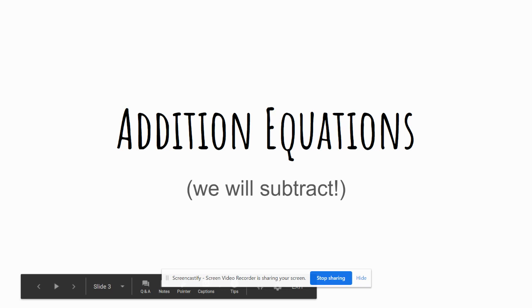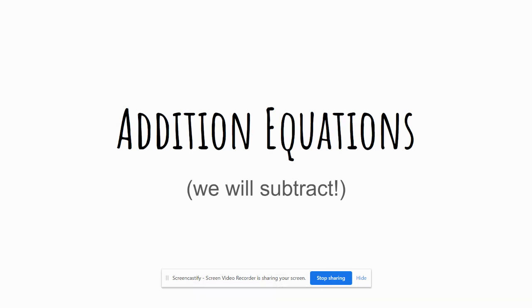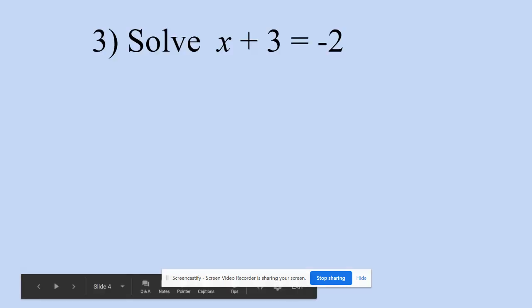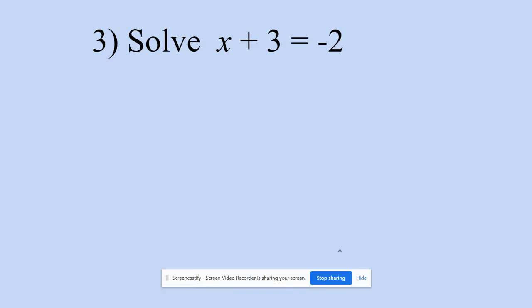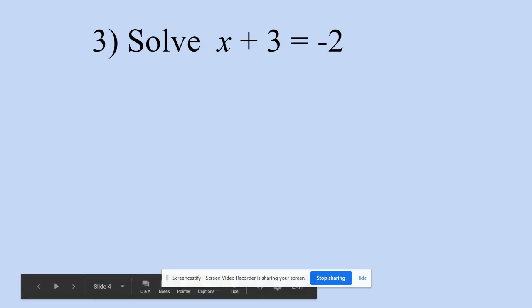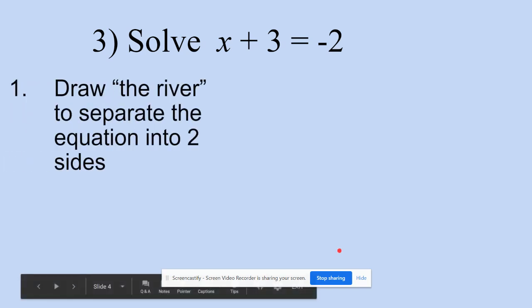All right, let's practice some one-step addition equations. If they're addition equations, that means we are going to subtract because that's the inverse operation. Okay, so x plus 3 equals negative 2. I have a plus 3, so you can ask yourself, what do we want to do to get rid of that? Well, we're going to need to subtract. Okay, so this suggests that we draw a river.